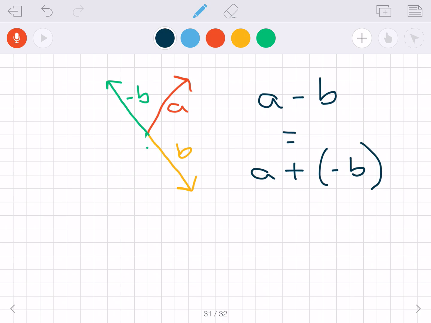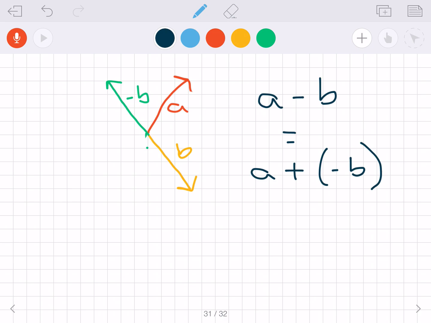We have A and B. This would be our original vectors, okay? A and B in red and yellow. But then I have drawn negative B. What is negative B? Negative B would be the opposite vector.